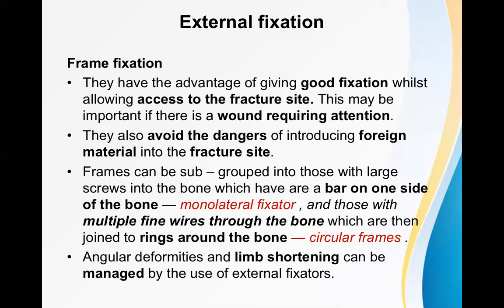If there is only one bar on one side of the bone, and through that bar multiple wires or pins are inserted above the fracture and below the fracture, we call it monolateral fixator. The name itself is telling you the meaning here. See this, monolateral fixator. And circular frame is a frame all around the circumference of the bone. Angular deformity and limb shortening can be managed by the use of external fixator. So this is another use of external fixator for the treatment.